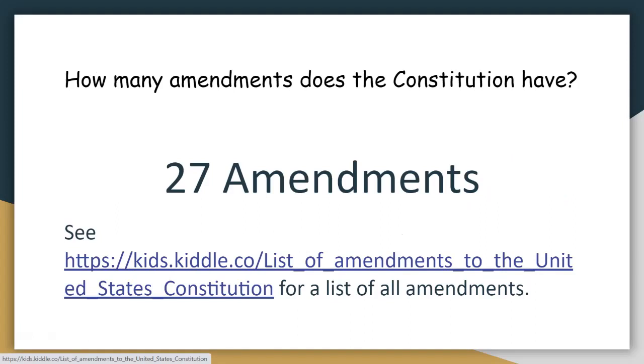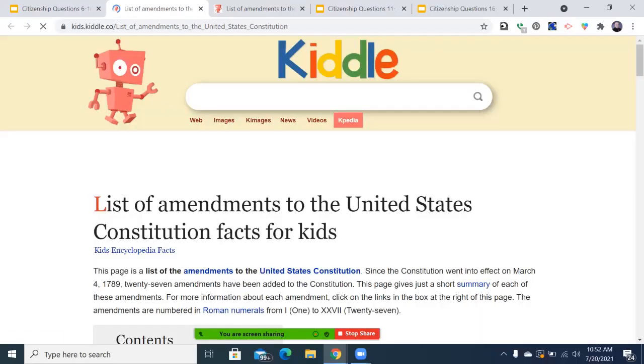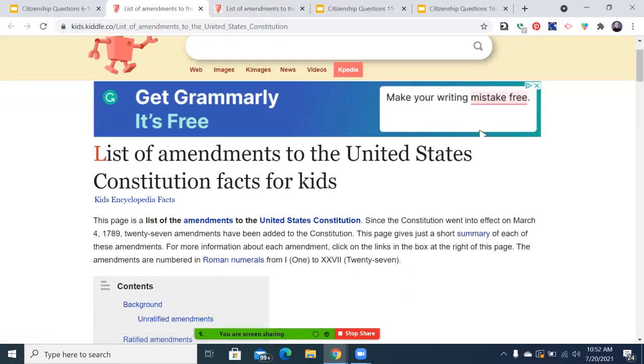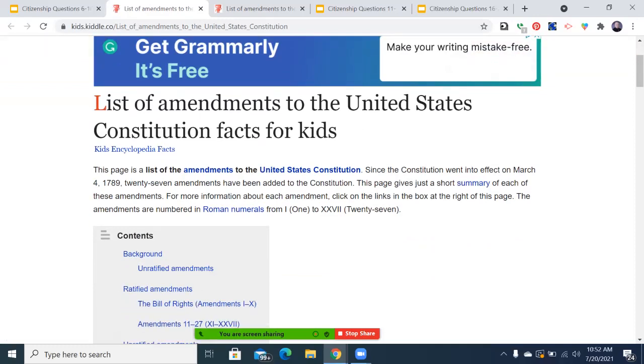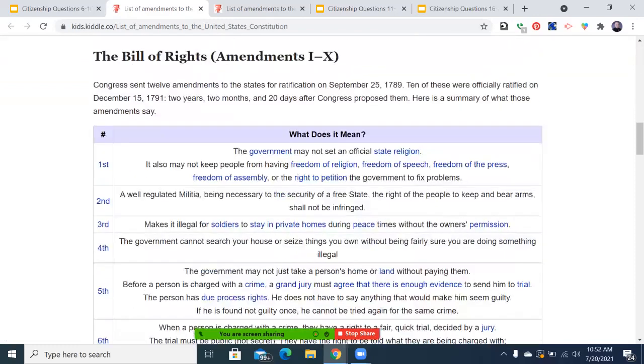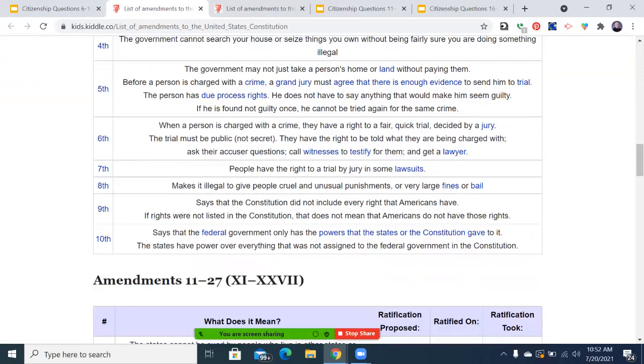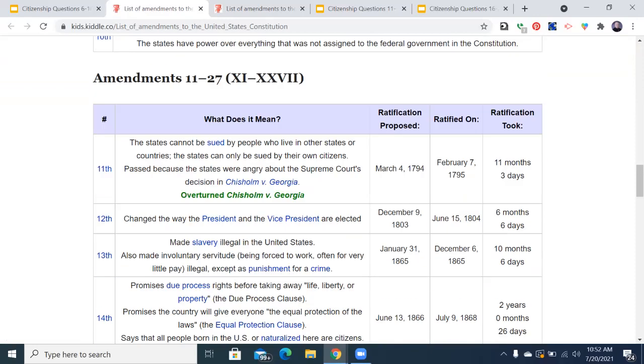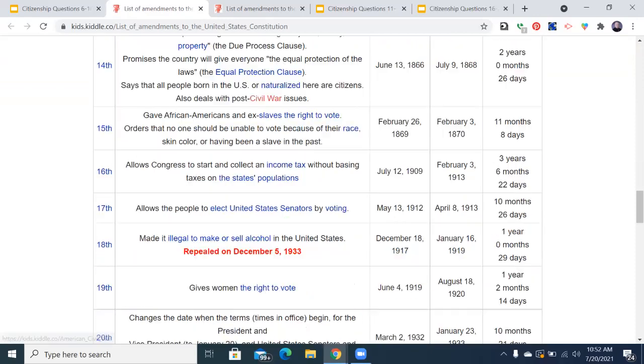I do have a link here. If you click it, it will take you to this website, List of Amendments to the United States Constitution Facts for Kids. This will give you an opportunity to see it with a little bit less of the old legal language and make it a little bit easier to understand. So I do encourage you to check it out.